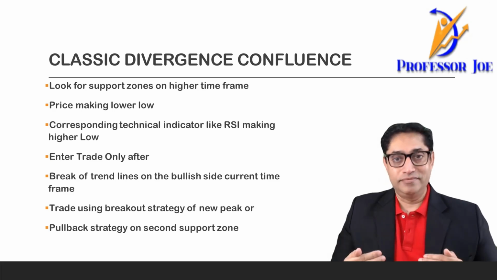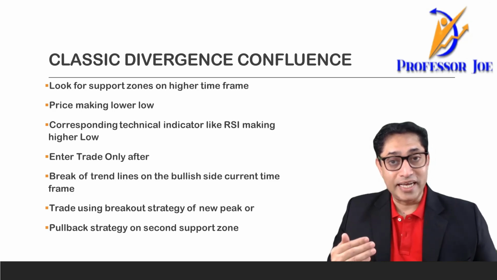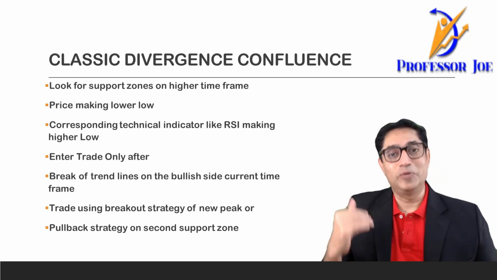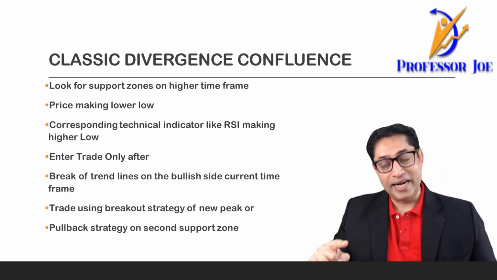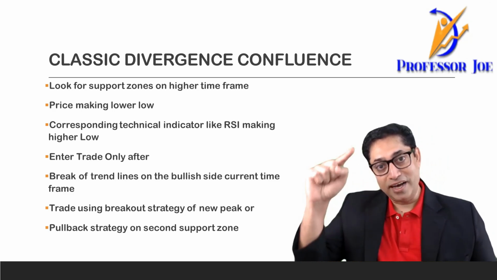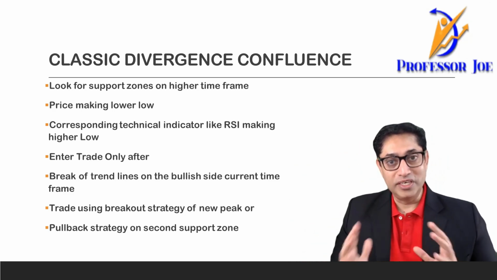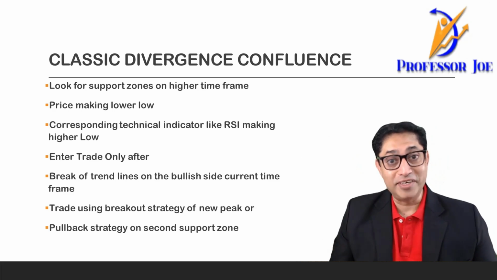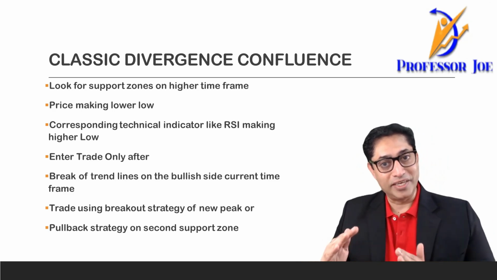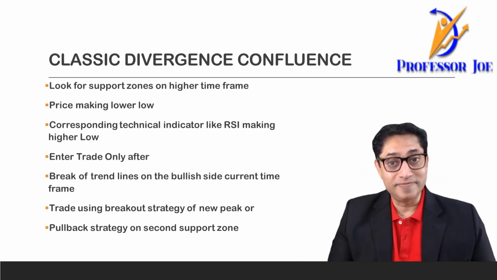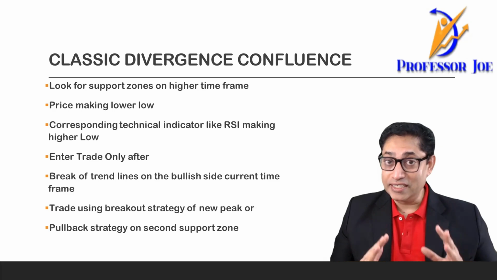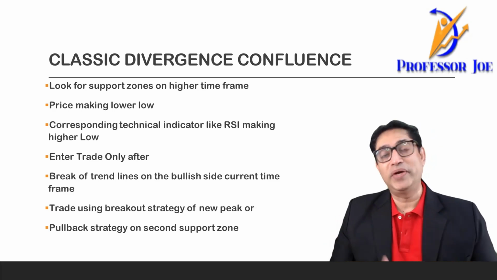At the same time, the corresponding technical tool, in this case an RSI, is making higher lows. That means the price is making lower lows and the RSI is making higher lows. So here there is a conflict, there is a divergence. The price is showing something and the corresponding technical tool is showing the opposite. Now you have identified a classic bullish divergence, but when do you enter?